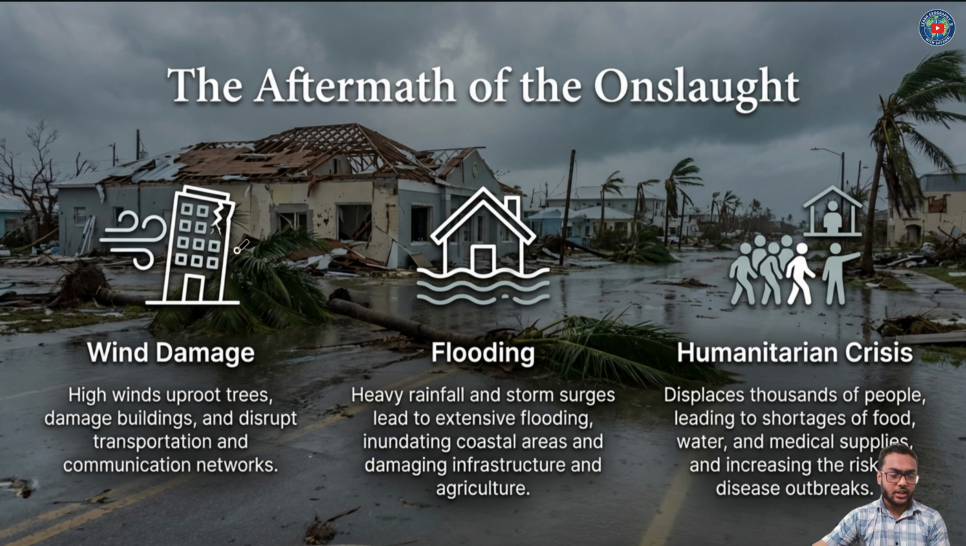The consequences of a cyclone: wind damage. High winds uproot trees, damage buildings, and disrupt transportation and communication networks. Flooding: heavy rainfall and storm surges lead to extensive flooding, inundating coastal areas and damaging infrastructure and agriculture. Then humanitarian crisis: it displaces thousands of people, leading to shortages of food, water, and medical supplies, and increasing the risks of disease outbreaks.